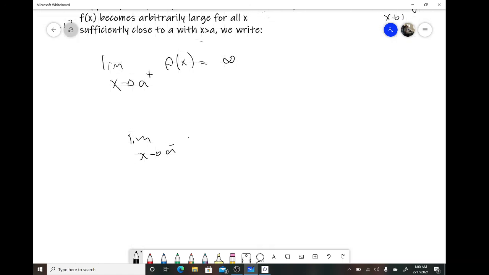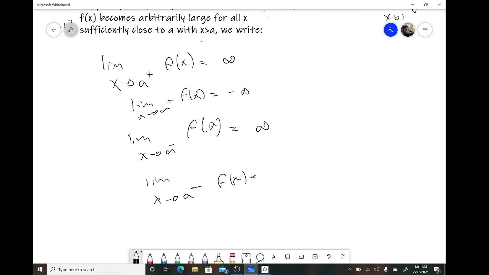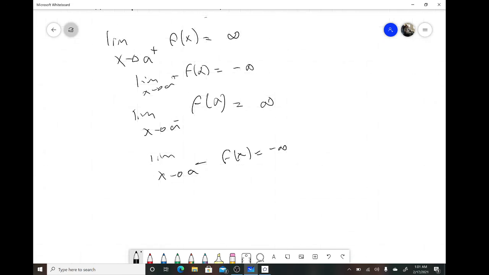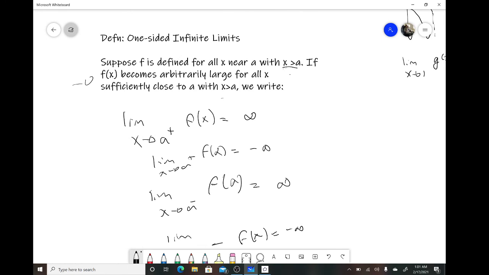So, if you have something like this, then you may have plus infinity, you may have minus infinity. So you may also have the limit as x goes to a from the right side of f of x be minus infinity. And again, the limit as x goes to a from the left side can also be minus infinity. So this is analogous to what we had in the previous lesson. All you have to do is play around with x bigger than a and x less than a.